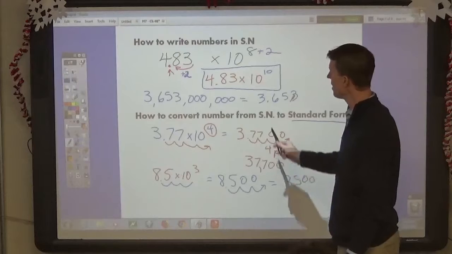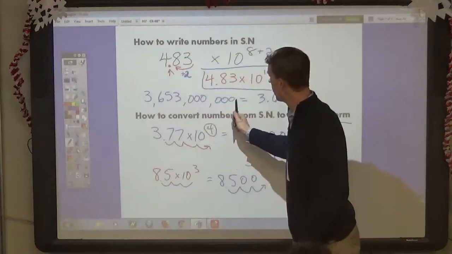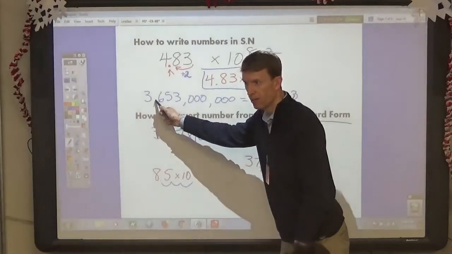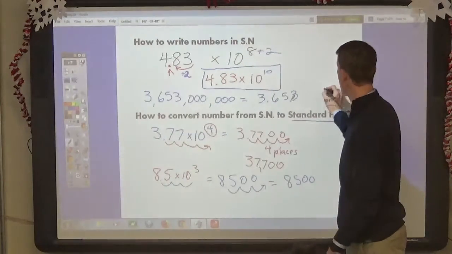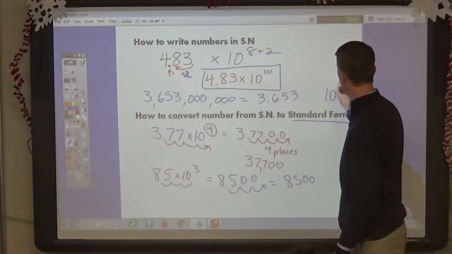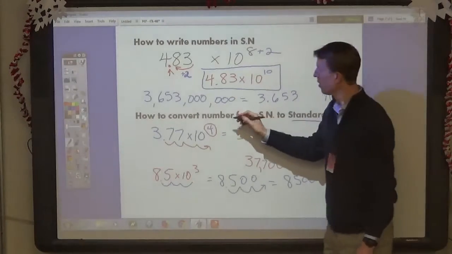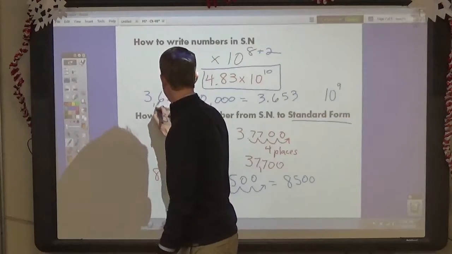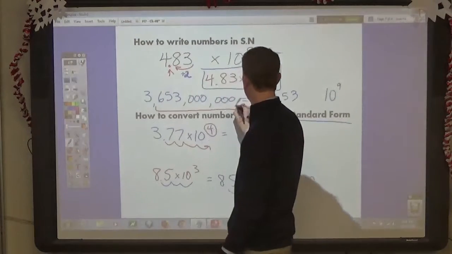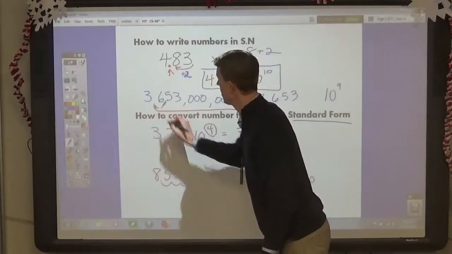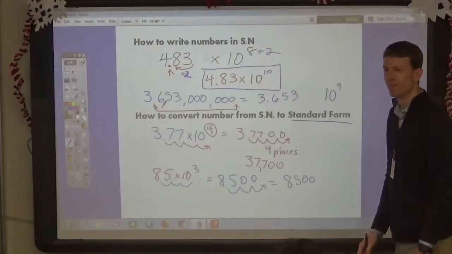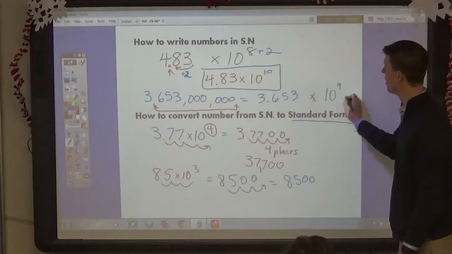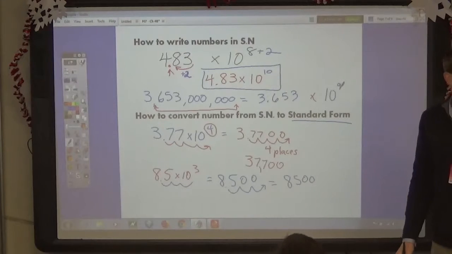3.653. Which means that we have to count all the places up to after the first digit. How many is that? That's 9. So it's 10 to the 9th power, because this is 9 places. Okay? So it's 3.653 times 10 to the 9th power. Okay?